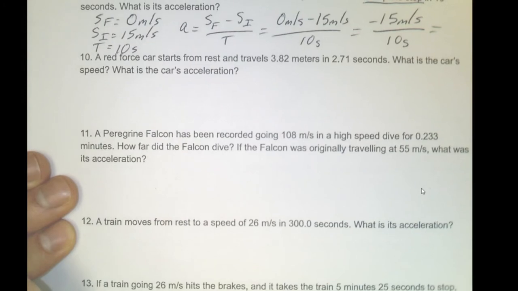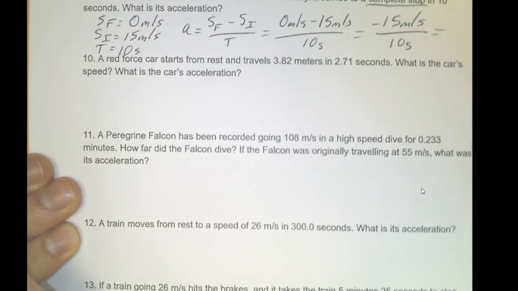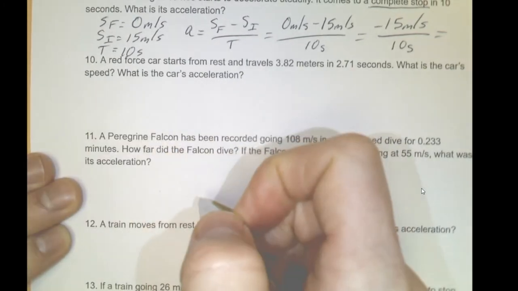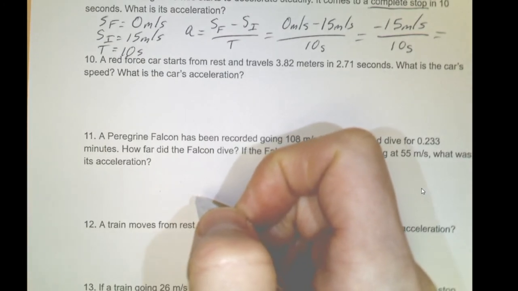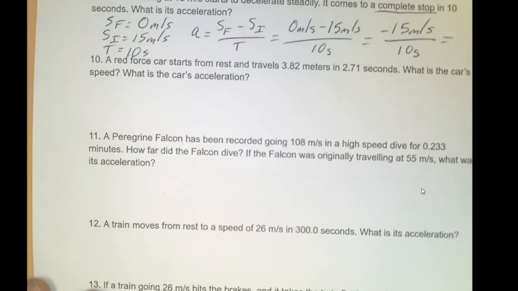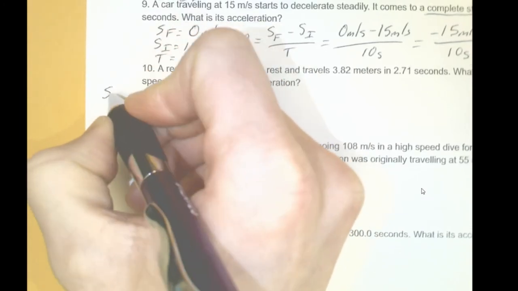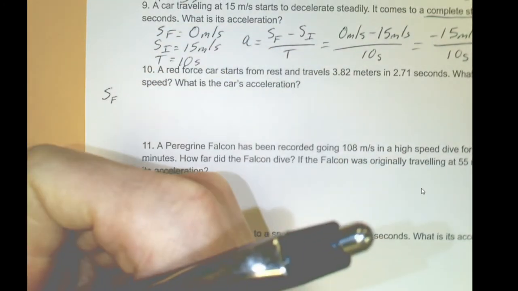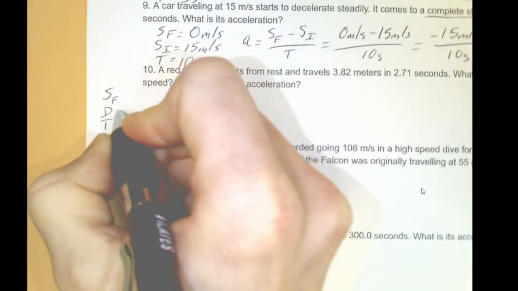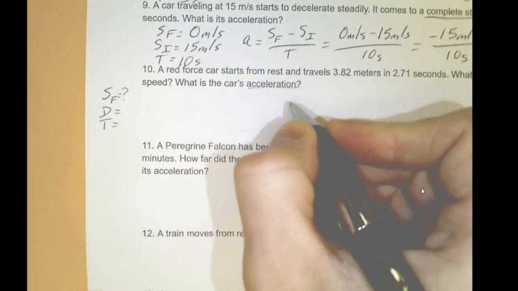Number 10, a race car starts from rest and travels 3.82 meters in 2.71 seconds. What's the car's speed? And what's the car's acceleration? So we have to find a couple things. First, we have to find how fast that car is going at the end. So that's our speed, and I'm going to label that with a little f because we're finding the car's final speed, distance, and time. So whatever we get here will be used to find acceleration later on.